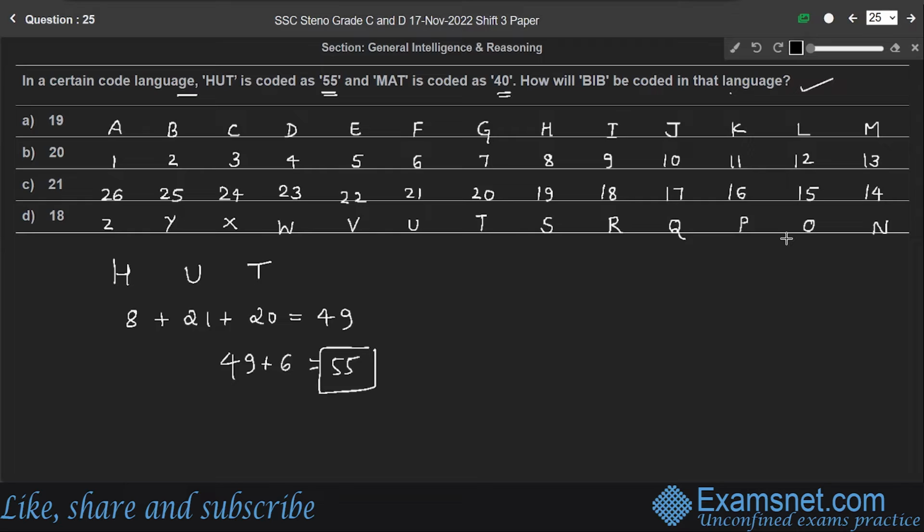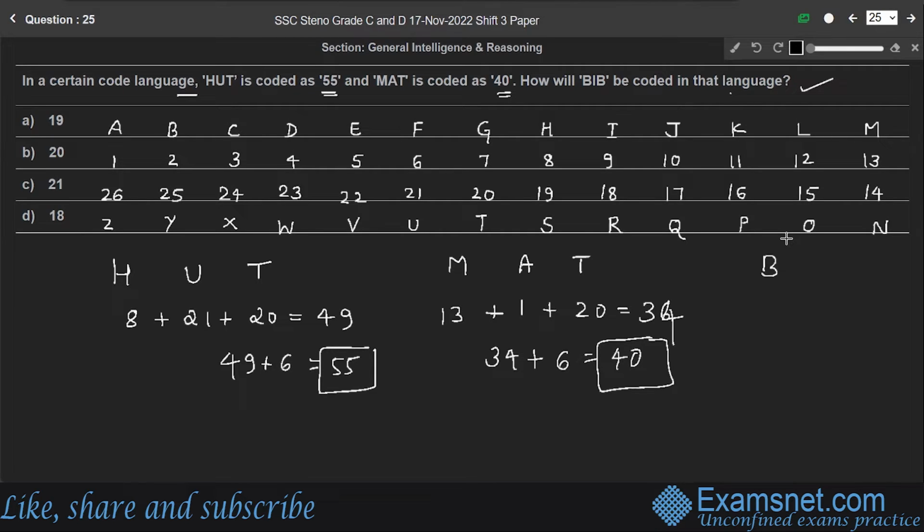Similarly, for the second word MAT, M-A-T, take their positional values 13, 1, and 20. Consider the sum of their positional values. So 14 plus 20 is, sorry, 34. Add the number 6 to the sum of their positional values, so you will get the code for MAT. 40 is the code for MAT.